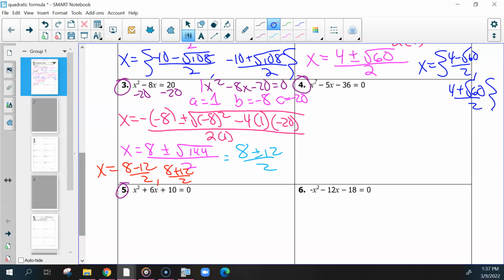We would need to simplify both of these fractions. So 8 minus 12 would give us negative 4. 8 plus 12 would give us 20. And then we can simplify again. Negative 4 divided by 2 is negative 2. 20 divided by 2 is 10. I was thinking 4.